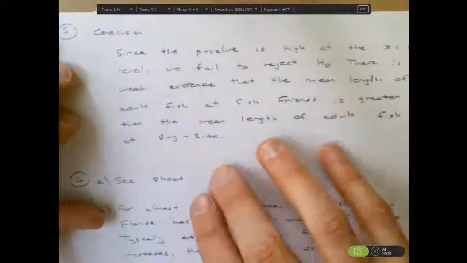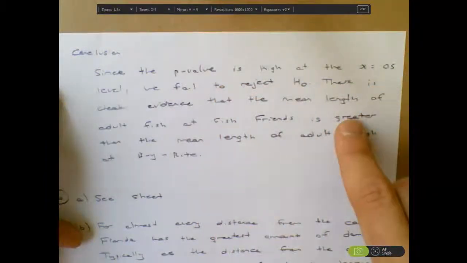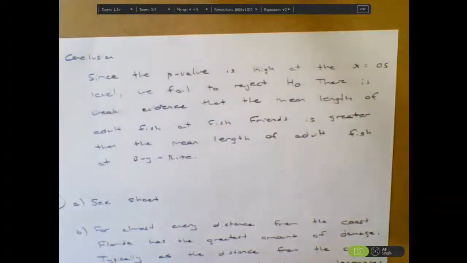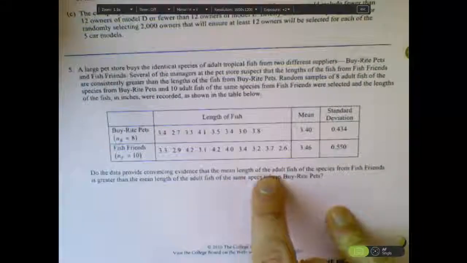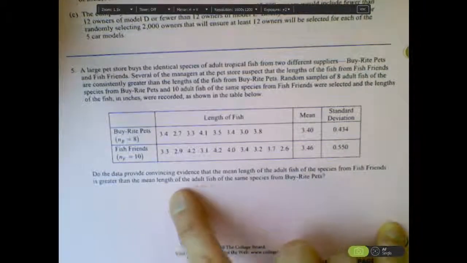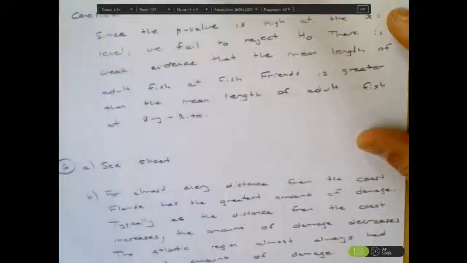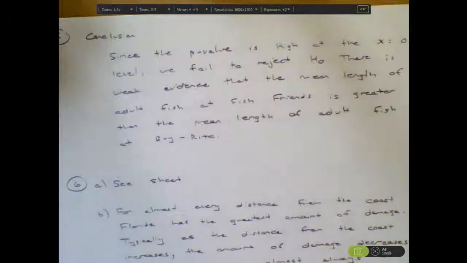So let's take a look at the conclusion. Since the p-value, the 0.4, is high at the alpha equals 0.05 level, we're going to fail to reject the null. There is weak evidence, and I'm going to just use the context from the question again. There's weak evidence that the mean length of adult fish from Fish Friends is greater than the mean length of the adult fish from Buy Right. That's pretty much word for word what I said here. I have linkage, and I have it in context.